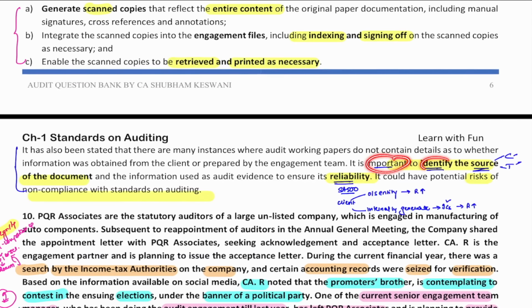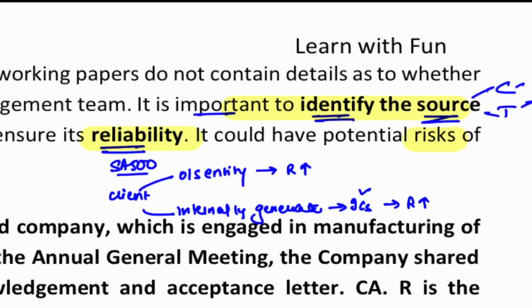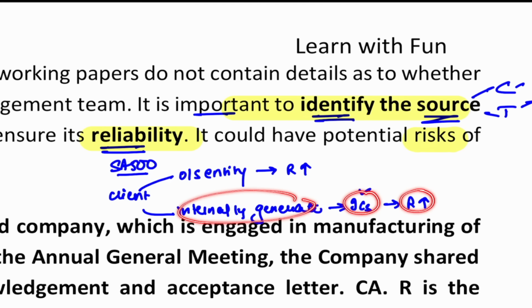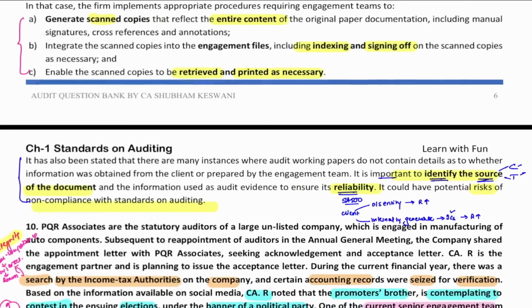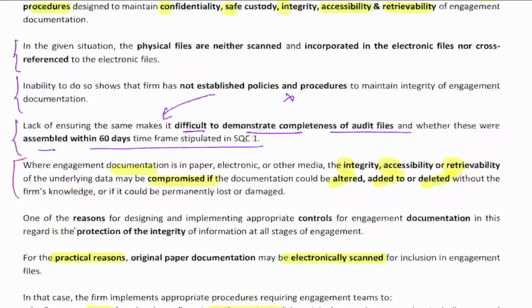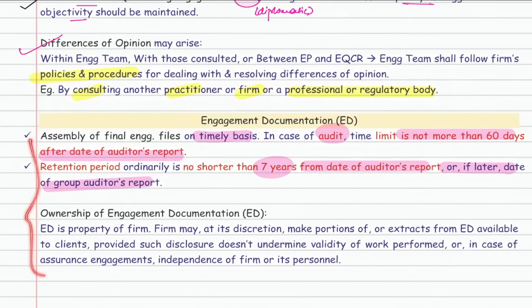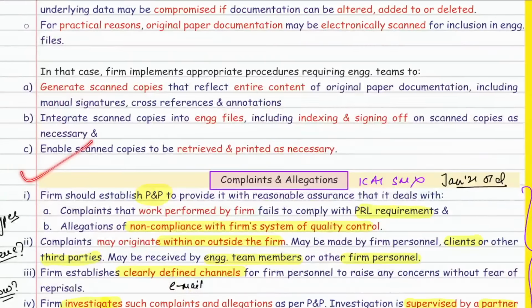It is important to identify the source of the document because that impacts the reliability. How? In case of a client, if the source is outside the entity, it is more reliable. If it is internally generated and the controls are good, then it is more reliable. So no need to do this deep analysis. Just remember this one thing: source is important so that you get to know about the reliability. Clear points? Clear, sir. So if I talk about your notes, this is all about engagement documentation. I hope all the points are crystal clear.